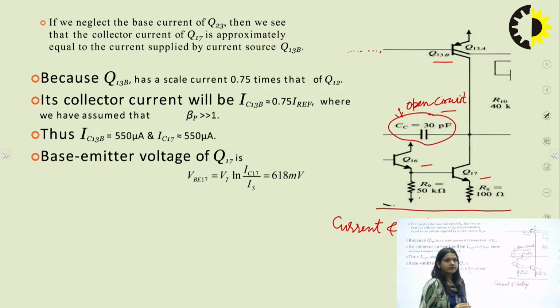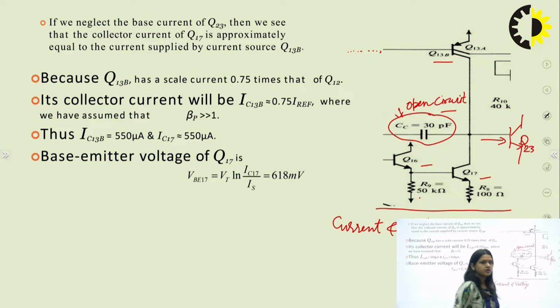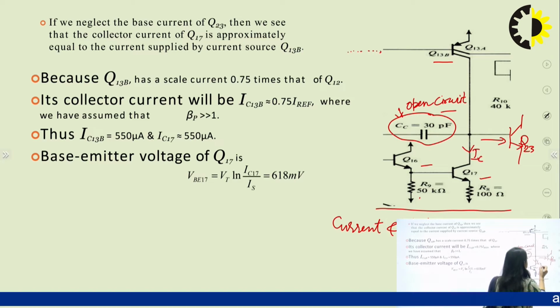If we neglect the current flowing in this direction, this terminal is connected with Q23. If we neglect the base current of Q23, then from the diagram you can see that this is the collector current of Q17. So, I can write it as IC17.